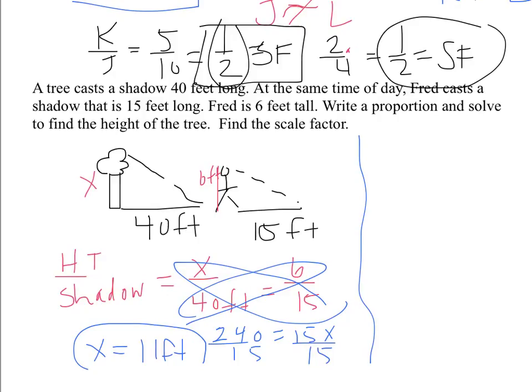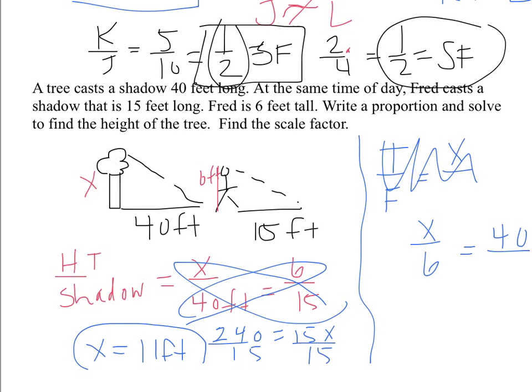Now, you could have set your proportion up differently. You could have done everything for the tree over Fred. So for the tree, we have x, and then for Fred, okay, we're going to cross this out. Excuse me. We could have done x over 6 equals 40 over 15.